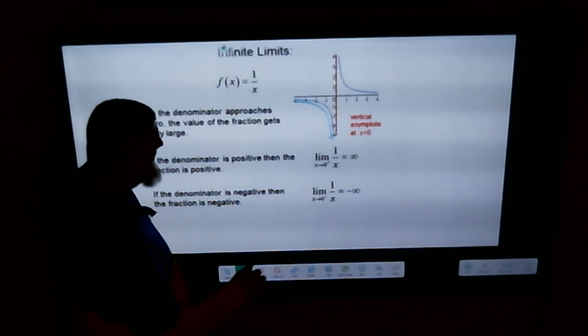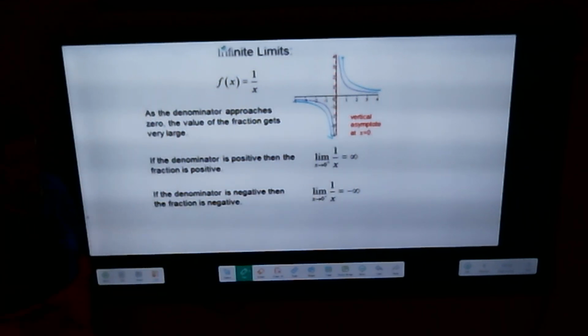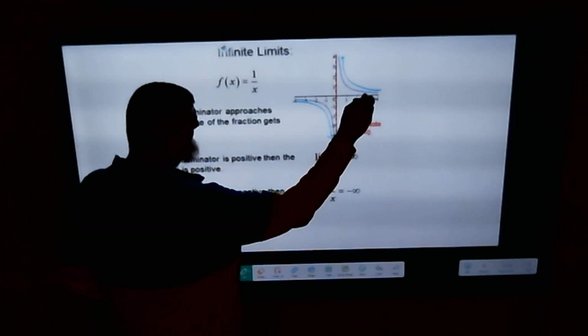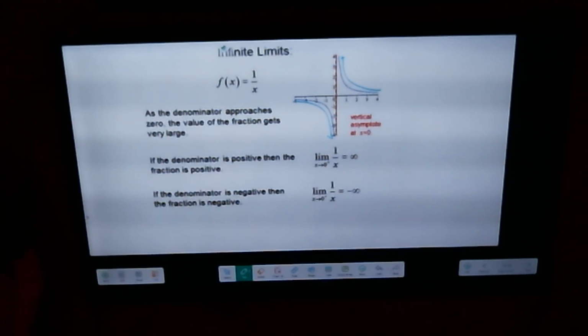As I'm approaching x from the positive side, what's happening? It's getting positiver and positiver. This one's actually getting bigger and bigger. Since they're going different directions, from the left-hand side it's going negative, and from the positive side it's going positive, what type of asymptote do I have? Vertical. So what you're looking for is, if I have a limit answer that's infinity or negative infinity, that's a potential vertical asymptote.